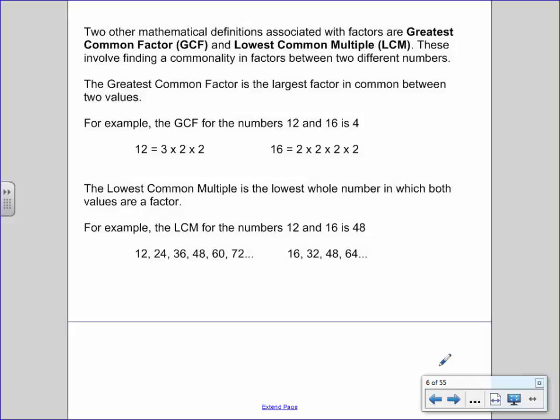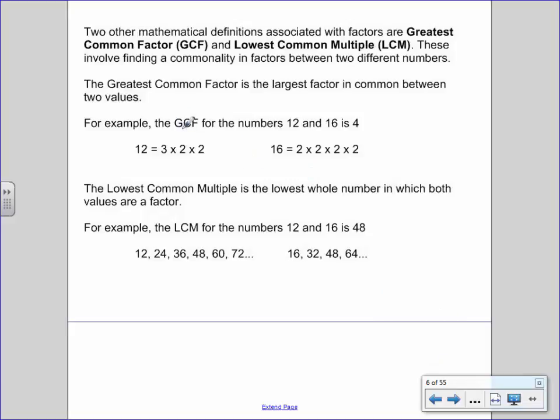So the last thing I want to talk about today then is two terms you might have heard of before. We often give them acronyms. We call it either a GCF or an LCM, a greatest common factor or a lowest common multiple. And hopefully maybe you've heard these terms before as well. Let me show you some examples here.